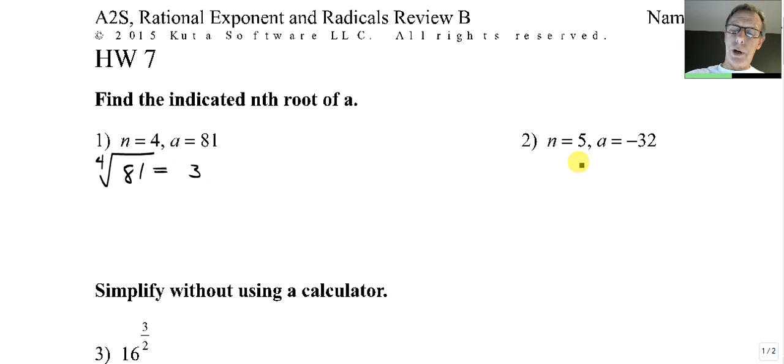Moving on to the next one, it says find the nth root of negative 32. So we're looking for the fifth root of negative 32. Because it's an odd root, we can find the root of a negative number. If this were an even number for the index, we would have an imaginary number if we had a negative under the root sign. So this is going to be negative 2.